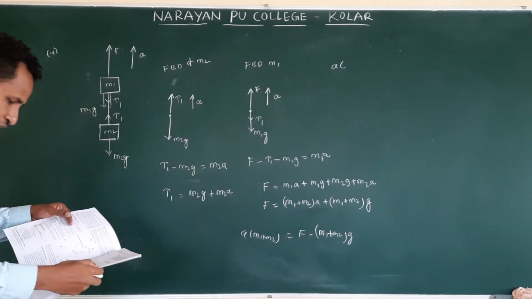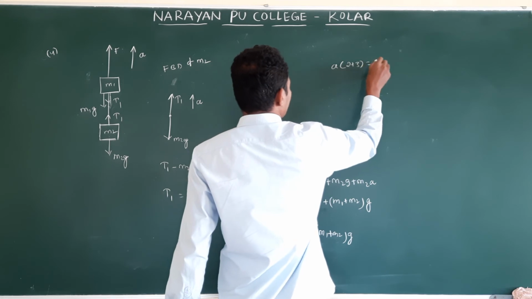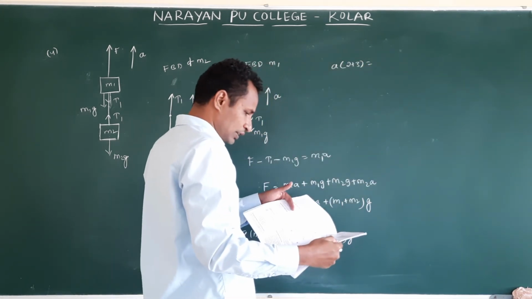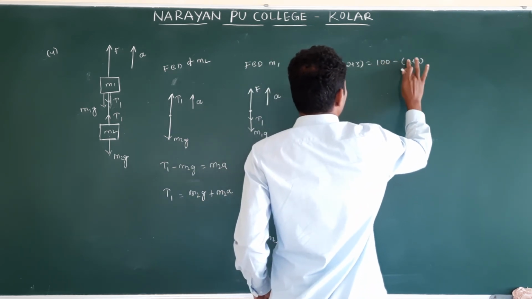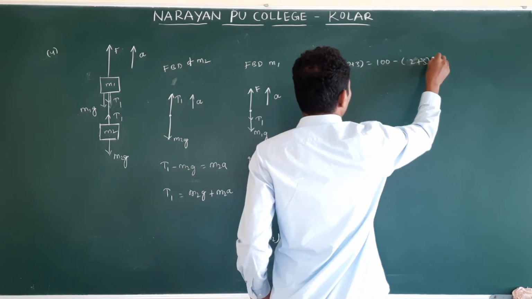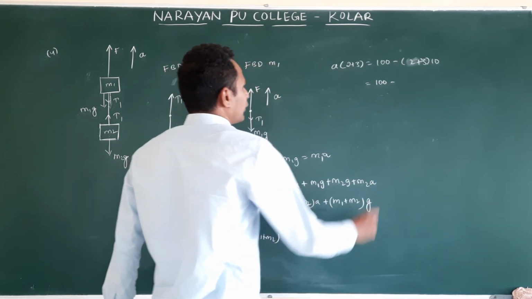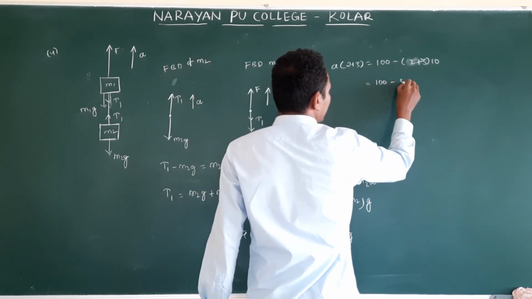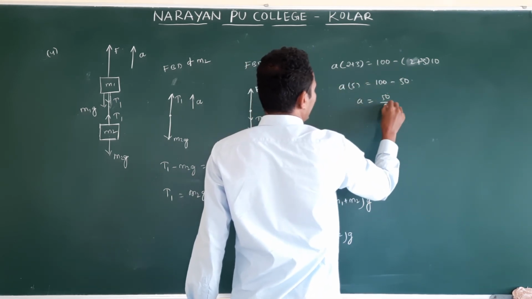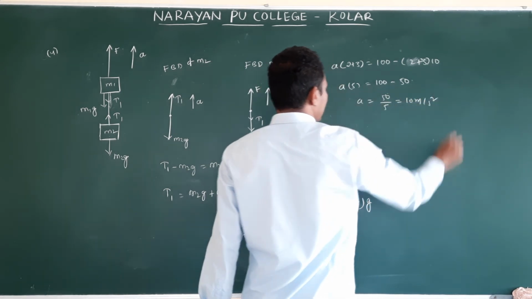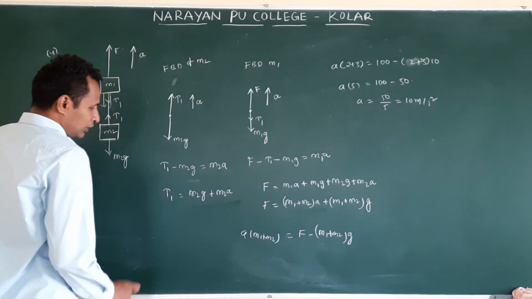According to the question, M1 is 2 kg, M2 is 3 kg. So 2 plus 3, multiplied by A, is equal to the applied force. What is the applied force? F is equal to 100 newtons, minus 2 plus 3 into G, and we are asked to take G as 10. So 100 minus 5 into 10, 50. A into 5, so A is equal to 50 by 5, so 10 meters per second squared. Acceleration. Once we get the acceleration, we can find the tension from this equation.